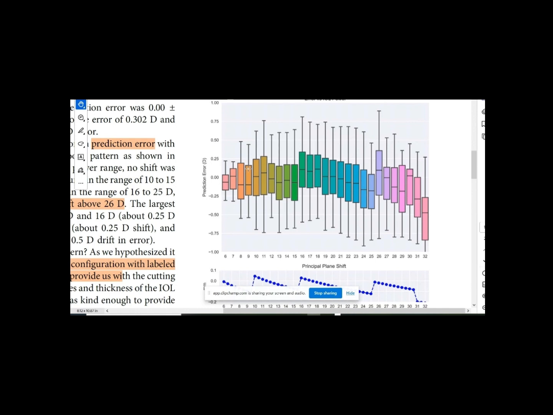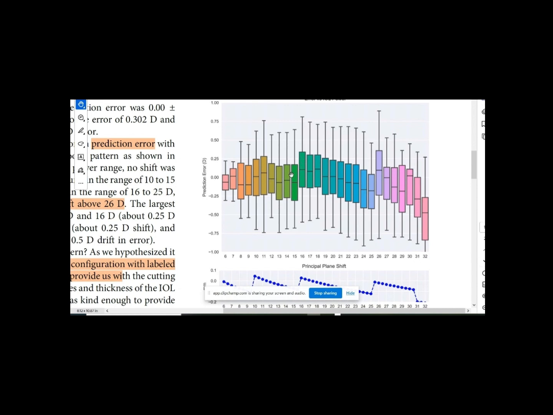A sawtooth pattern means, if you have seen a carpenter working, they work with a sawtooth to cut wood. So with the sawtooth pattern, you can see the prediction error with a 6 diopter IOL up to the 12 or 15 diopter IOL is quite constant. But as you move to a higher power IOL, especially beyond 25 diopter IOLs, you can see that the prediction error is more towards the myopic side. So it actually follows a sawtooth pattern.